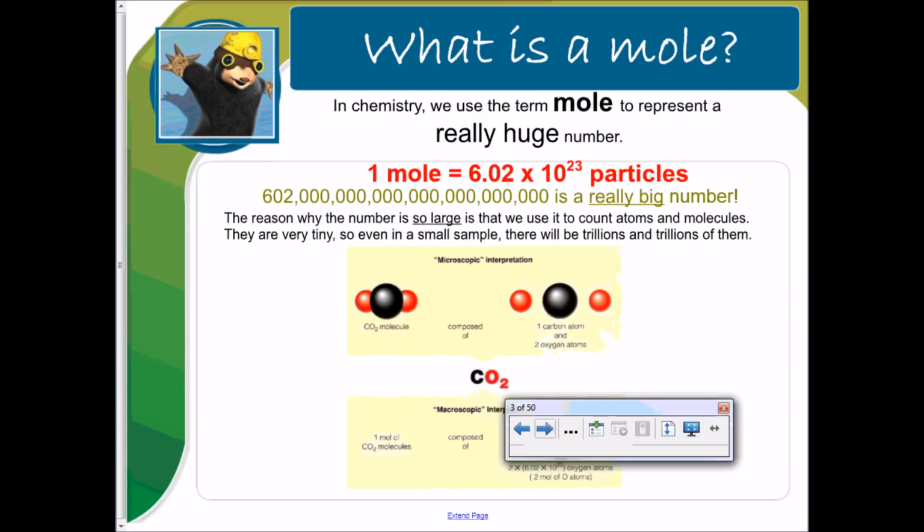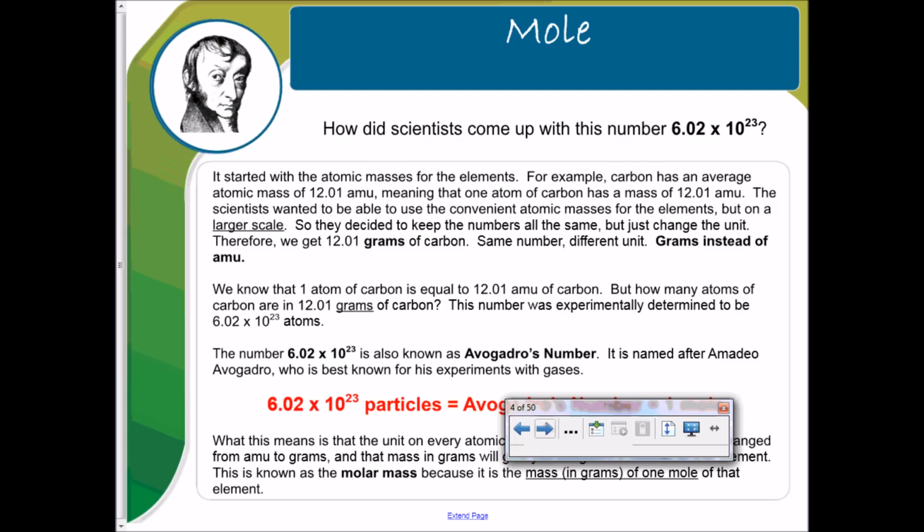In chemistry, we use the term mole to represent a really huge number, and that number is 1 mole is 6.02 times 10 to the 23rd particles. It's a really big number because we're using it to count atoms and molecules. These are very small, so it's going to take a lot of them to get a good count. So how did scientists come up with this number, 6.02 times 10 to the 23rd?